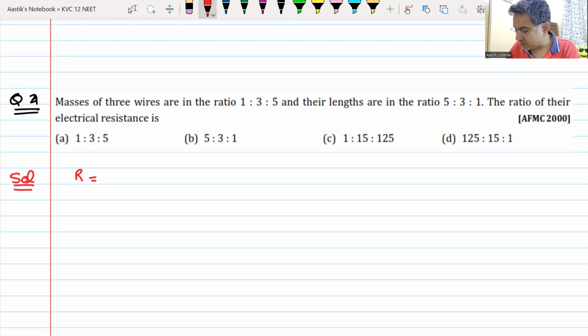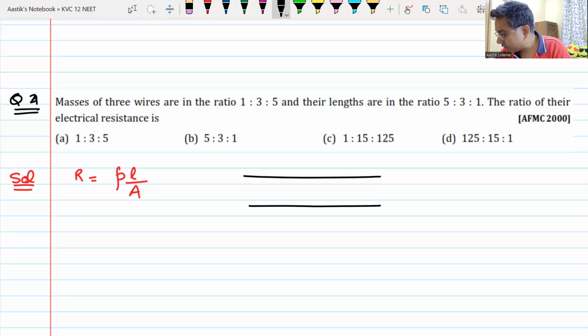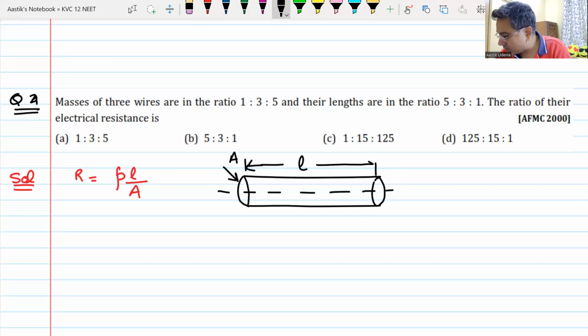We know the formula of resistance is rho L by A. Now A is the area of cross section of the wire. If you look at the wire, and if I may draw this wire, this wire is normally of circular cross section. Now if I call the cross sectional area as A, and the length of this wire as L, the volume of this wire becomes A into L.